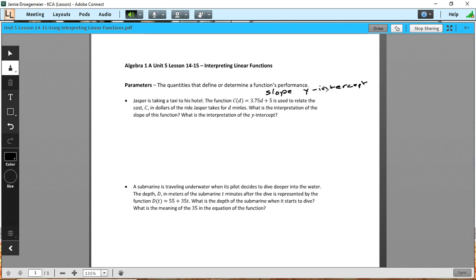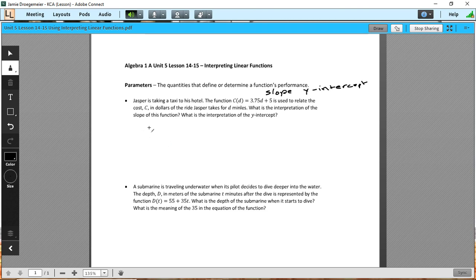So let's look at our examples. It says Jasper's taking a taxi to his hotel. We have a function c of d equals 3.75d plus 5. That's used to relate the cost in dollars, c, of the ride that he takes for d, that should say minutes. Looks like we got a typo there. What is the interpretation of the slope of this function? What's the interpretation of the y-intercept?